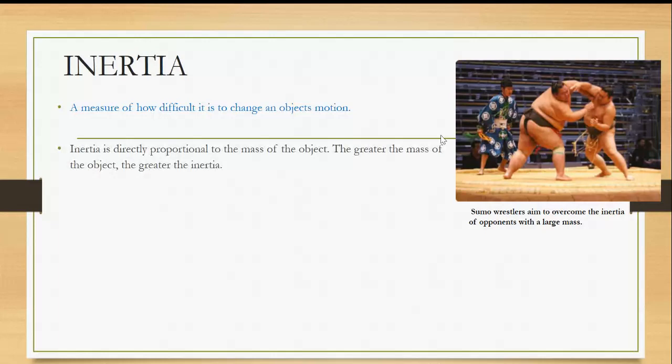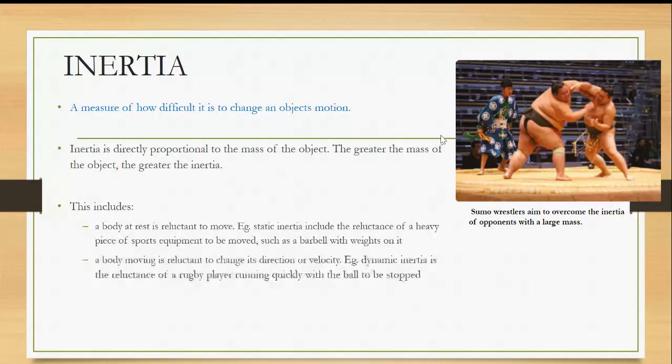So it's directly proportional. So whenever you see that, it just means there's a linear relationship. As mass increases, inertia increases. That's all directly proportional means. As one increases, the other one increases by the same amount. They're directly related in a positive way.